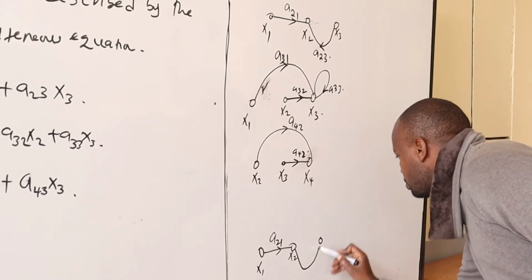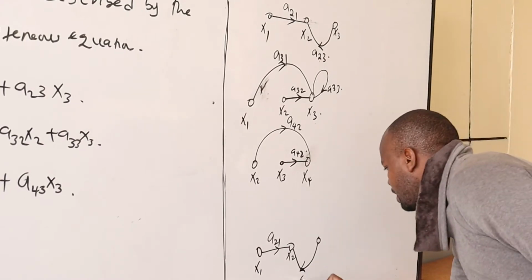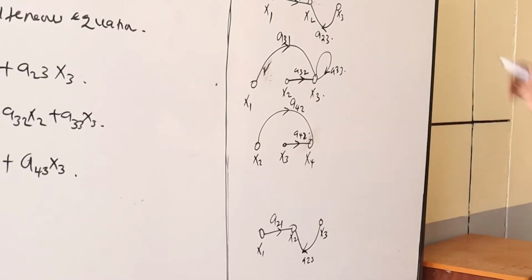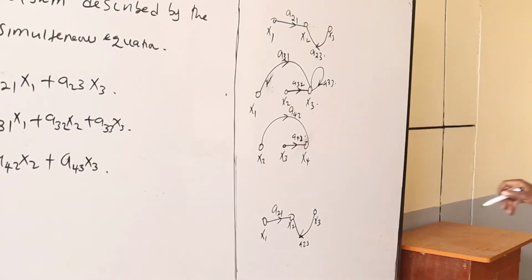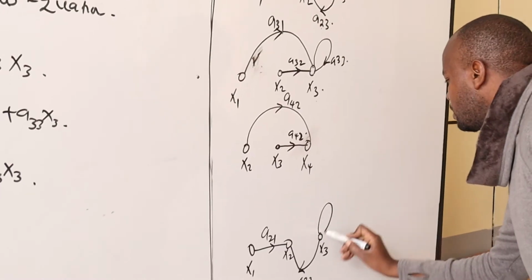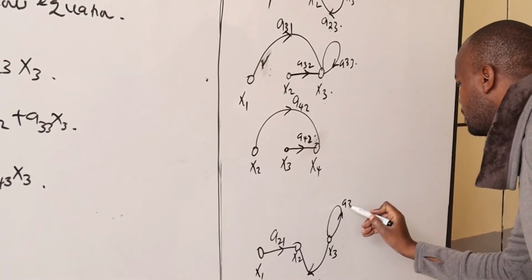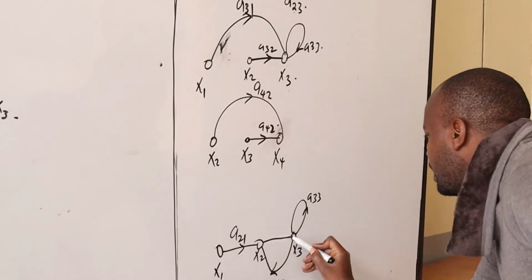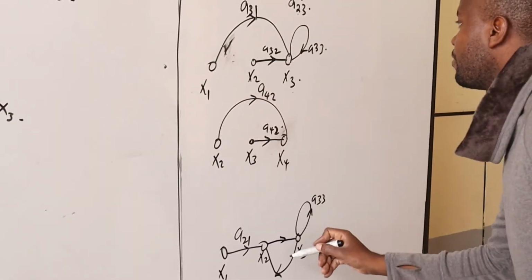Coming to X3, we have A23. This is X3, and then we are through with the first one. If we come to the second one, at X3 we have A33 here. We have A33 for that. Then here, again, we join that. For this one, we have A32.